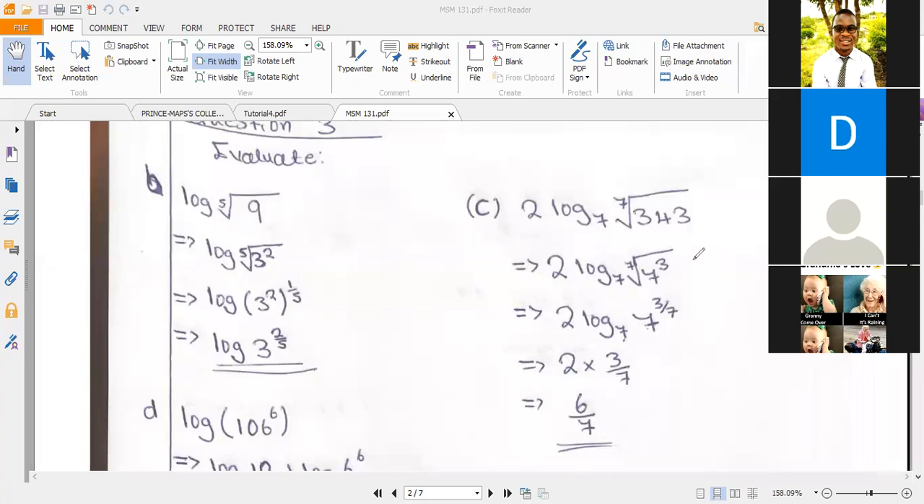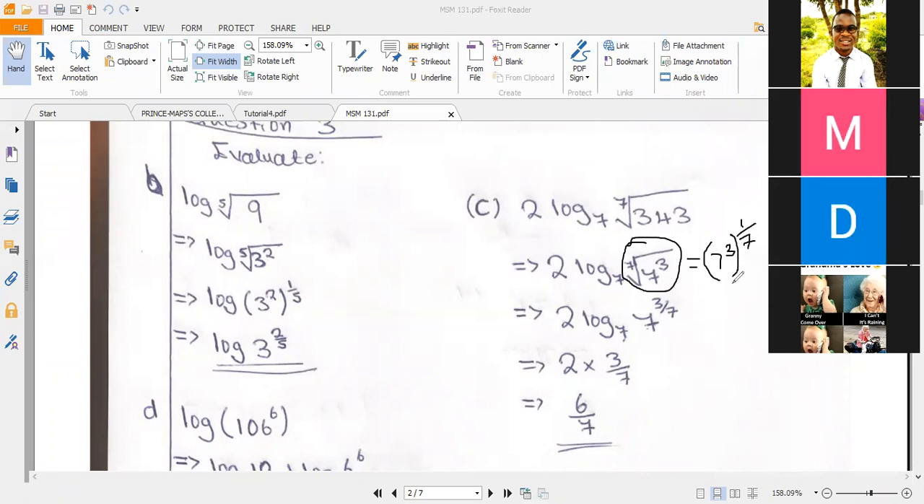All right, so I'm just getting this part. Just this part, because I think that's where people are confused. So this can be written as 7 to the power 3 in brackets like that, to the power 1 over 7. Get it? Margaret, mute your mic. We don't want to hear your conversation.